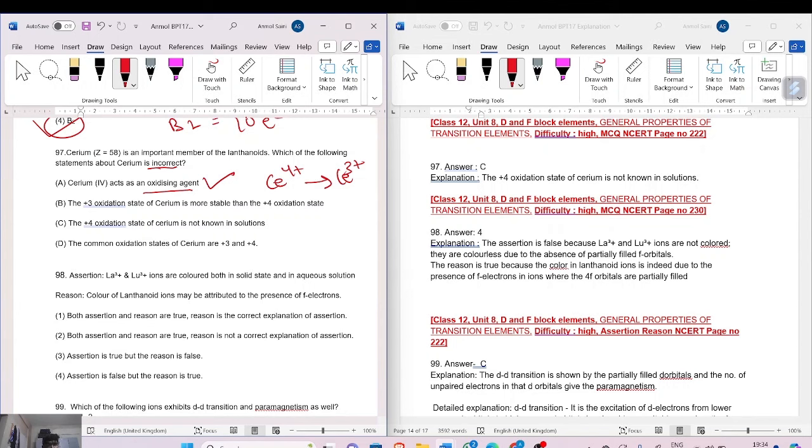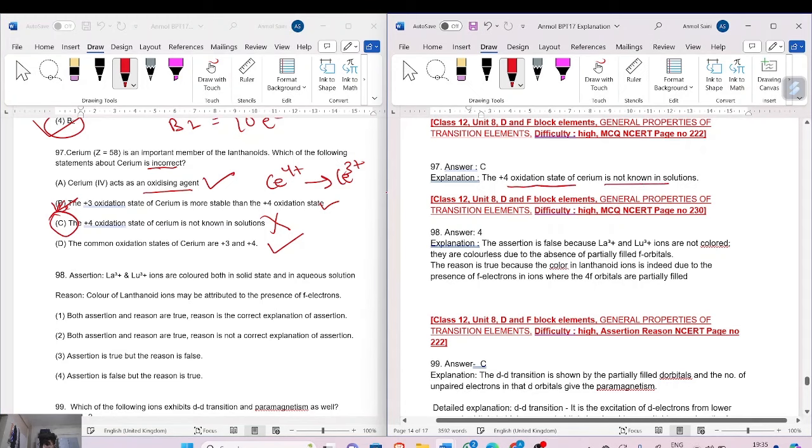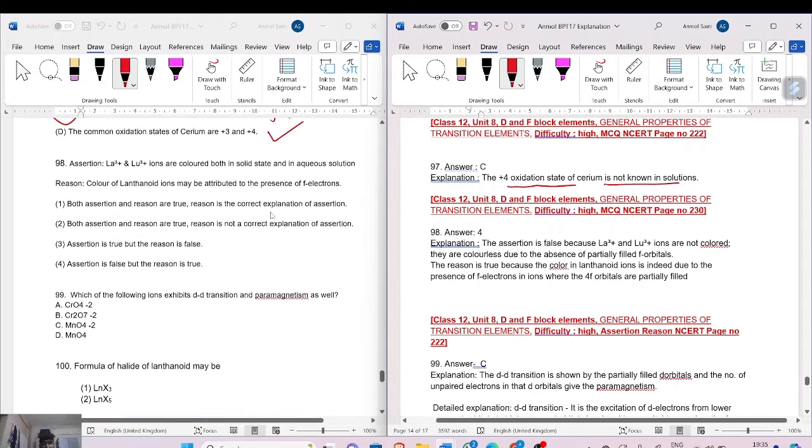Another one is the plus 3 oxidation state of cerium is more stable than plus 4. Yes, this is absolutely correct. Plus 3 is more stable, and then the plus 4 state of cerium is not known in solution. No, it is known in solution. Plus 3 is more stable, but plus 4 oxidation state also occurs in aqueous form, you can say. And the most common oxidation states for cerium are plus 3 and plus 4. This is correct. So the incorrect one is option number C, which is the plus 4 oxidation state of cerium is not known in solution. Now question number 98.